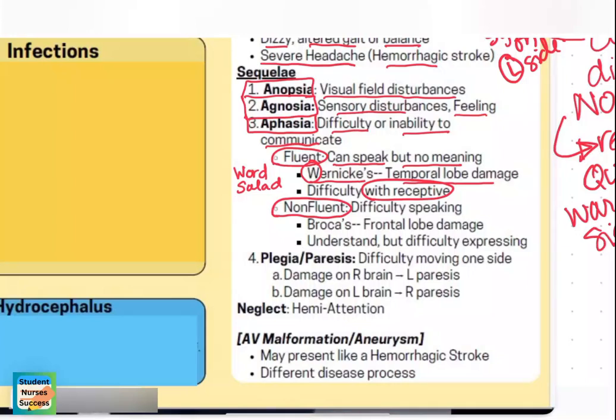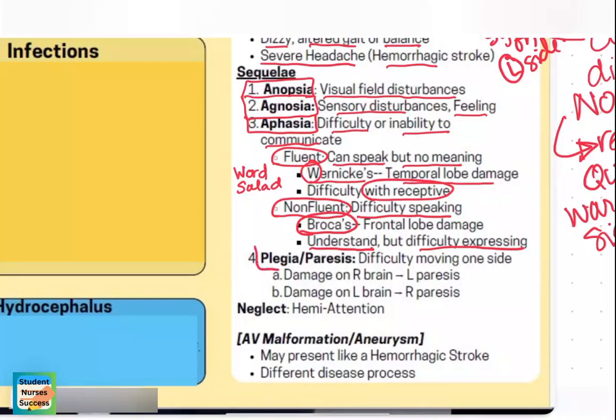Non-fluent aphasia means they're having very much difficulty getting the words out. They're having trouble speaking. We call this Broca's aphasia. Broca's is often with frontal lobe damage or a frontal lobe stroke, or a stroke that has affected the frontal lobe. They can understand you for the most part, but they cannot express. They can't get the words out. They want to say something to you. They understand what you're saying, but they can't get the words out. It's extremely frustrating for them. And that is non-fluent Broca's.